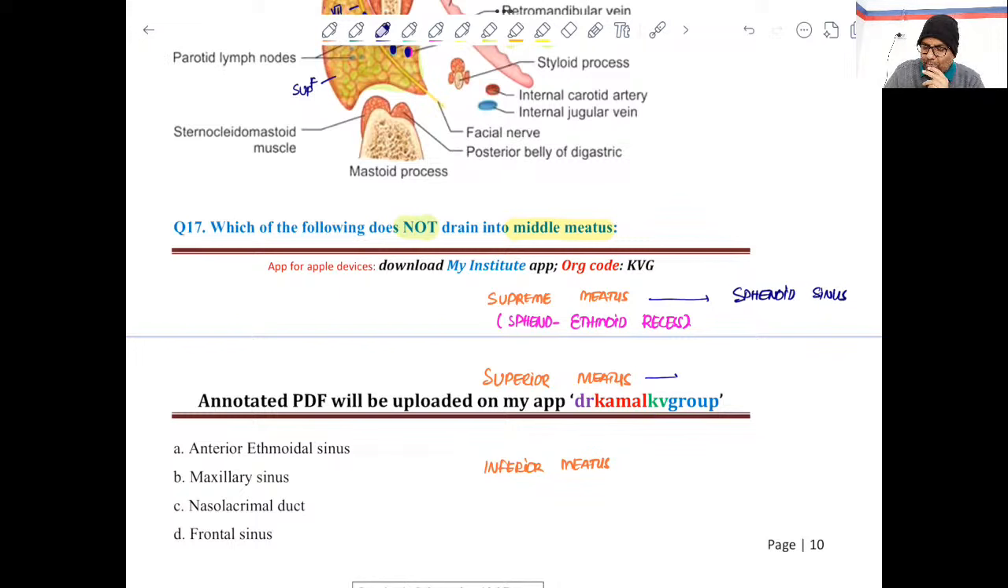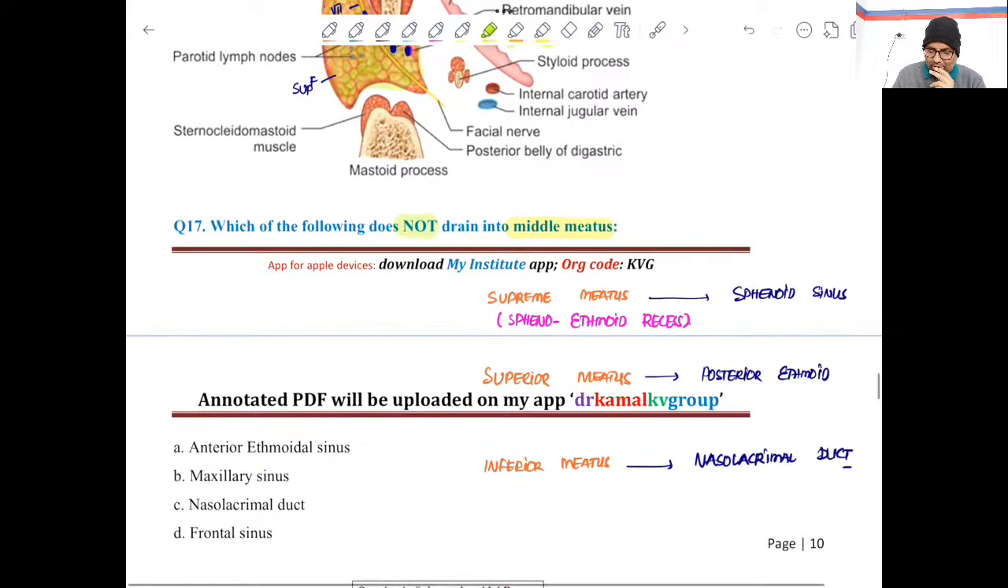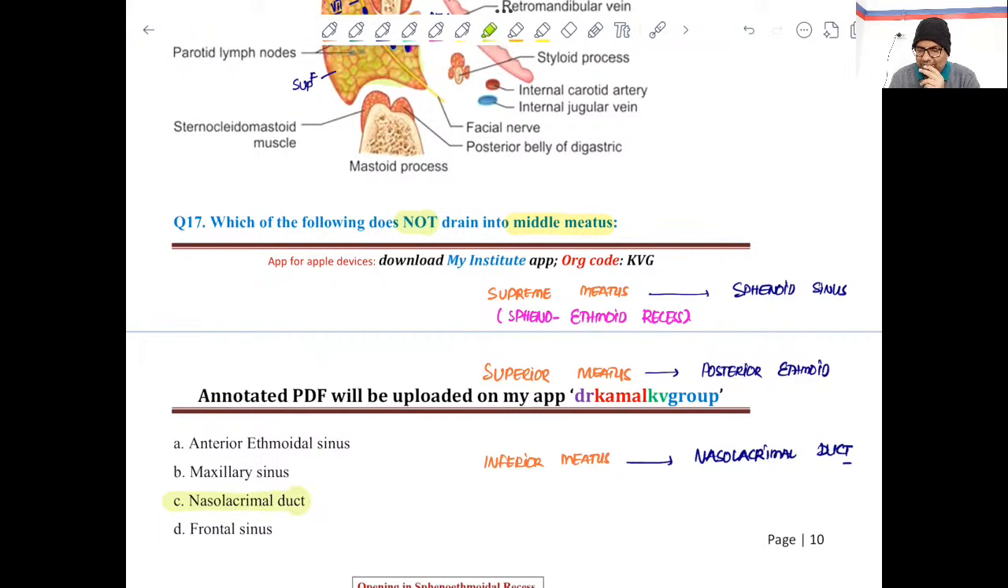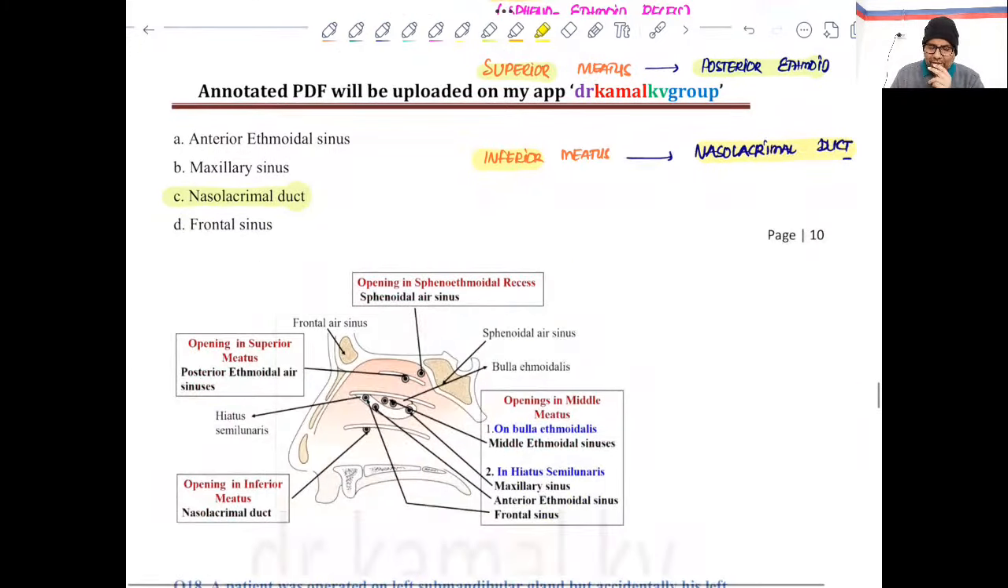In the superior meatus there is opening of the posterior ethmoid, and in the inferior meatus there is opening of the nasolacrimal duct. If you can remember these three meatus and the openings of these three, everything else goes into the middle meatus. So that is one simpler way of remembering. And yes, of course, the answer will be the nasolacrimal duct here. So supreme: sphenoid sinus, superior: posterior ethmoid, and inferior: nasolacrimal duct. Apart from this, everything will go into the middle meatus.